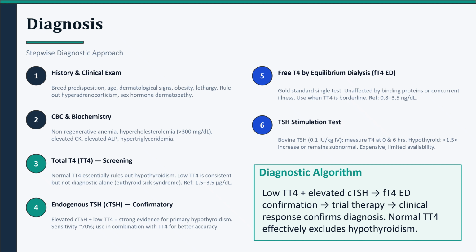Step 3, Total T4 or TT4. This is your screening test. Here's a key clinical pearl.